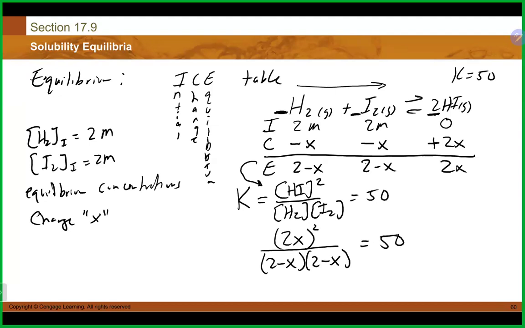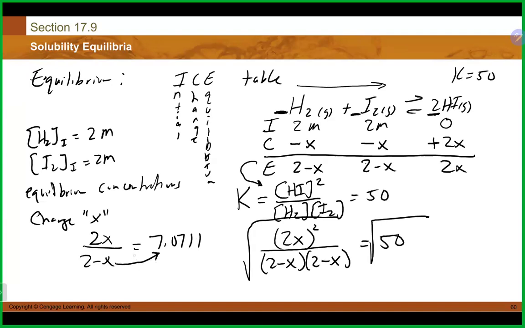The goal here is to actually solve for x and figure out what x is. In this case, if you can't see it, this is actually a perfect square on both sides. So if you take the big old square root on each side, that will give you 2x on top, 2 minus x on the bottom. And the thing I typically forget to do is actually square root the 50. So we do want to square root the 50 there. And that is going to get us 7.0711.